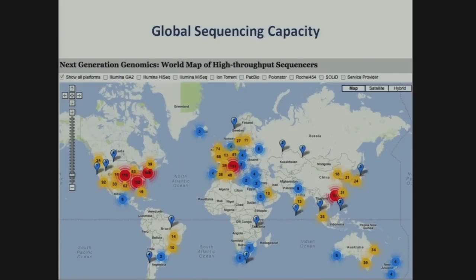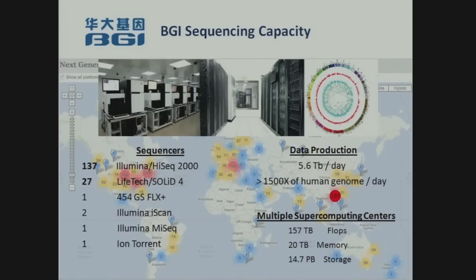If you look at the global sequencing capacity, BGI is basically this big red dot in China. At one point, they had probably the equivalent sequencing capacity of all of America. I think at the moment, it's probably about a fifth or sixth of the world's capacity, with these 130 odd of the most expensive next generation sequencers.